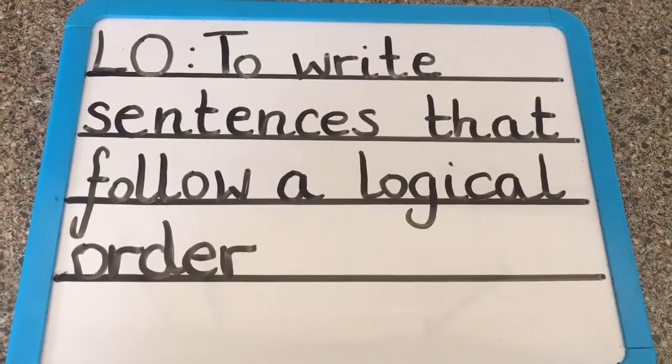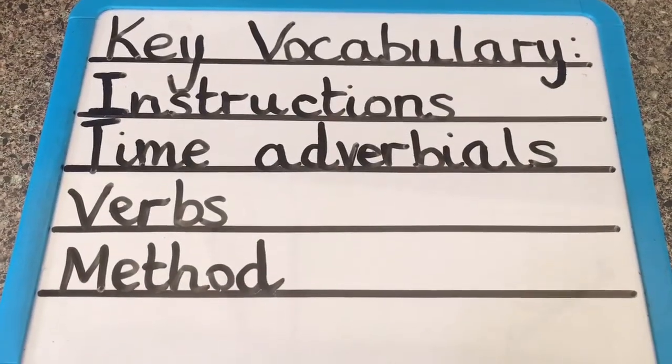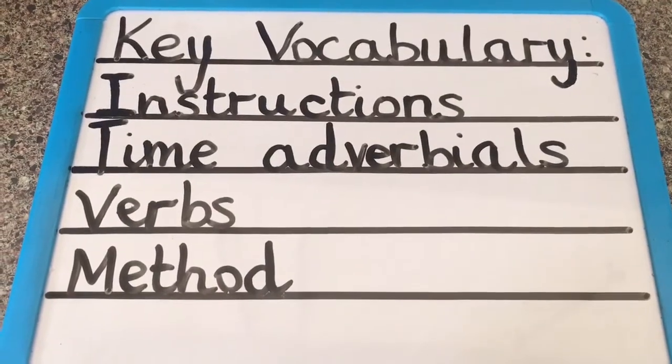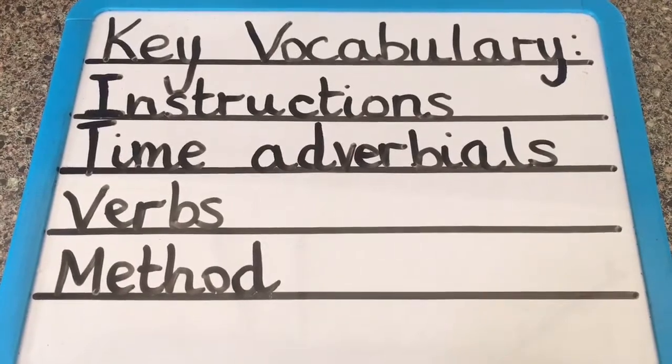Let's have a look at our learning objective and our key vocabulary. Our learning objective is to write sentences that follow a logical order. Here's our key vocabulary. Our turn, let's read the words together. Instructions, time adverbials, verbs and method.